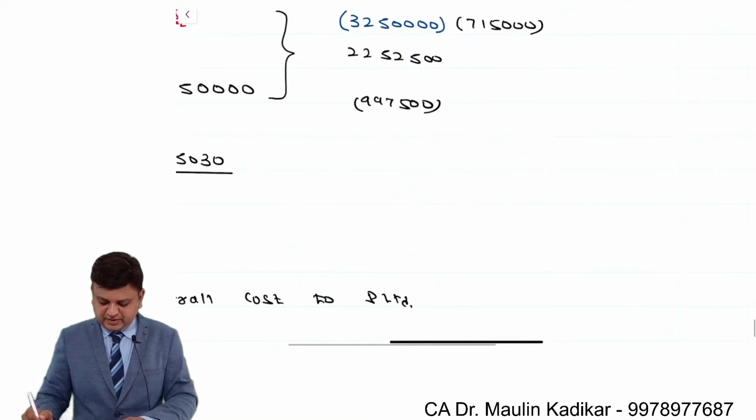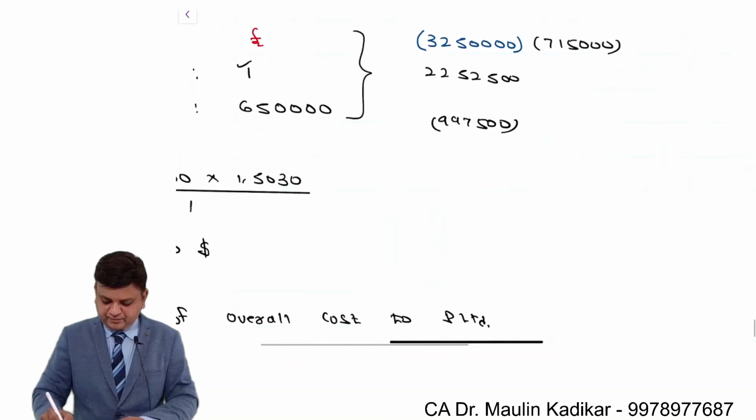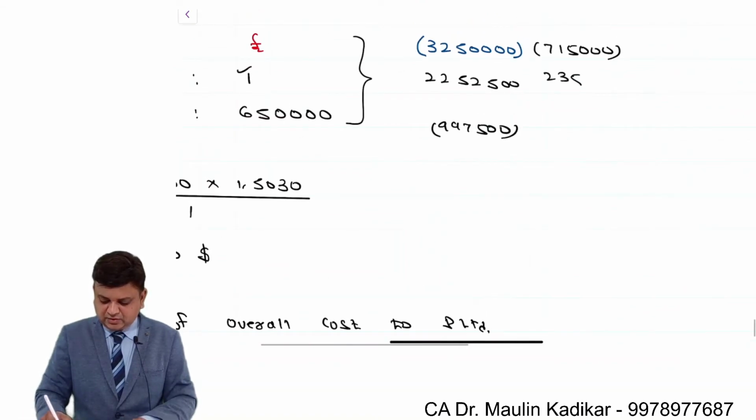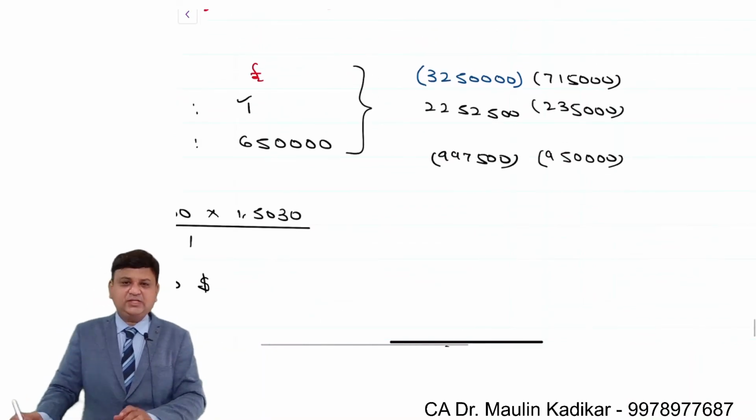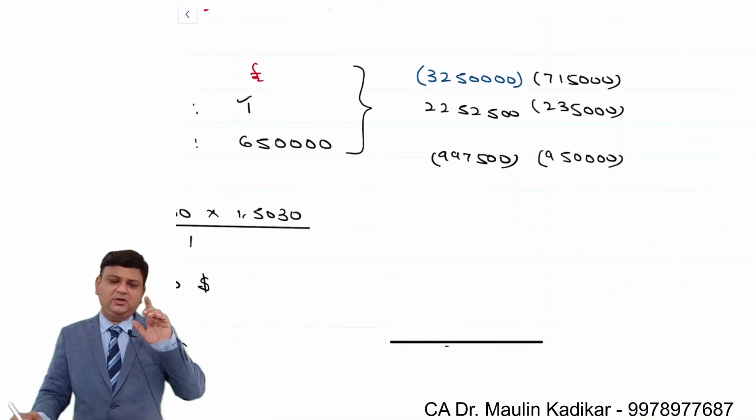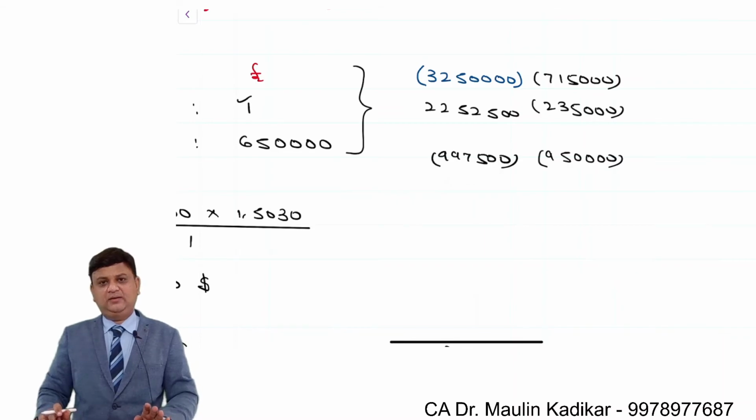This is what you have to pay. So it is 2,35,000. So the total is going to be 9,50,000. So again your cost is going to be near to that. This is what we understand.